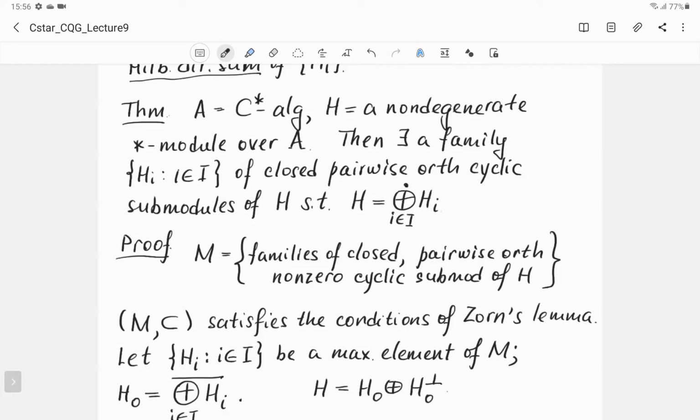And after we prove this, we begin to discuss tensor products of C-star algebras, which is a vast and interesting subject. And we will need tensor products to define compact quantum groups.